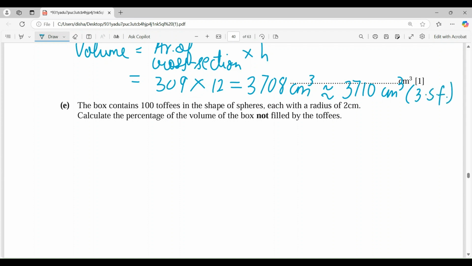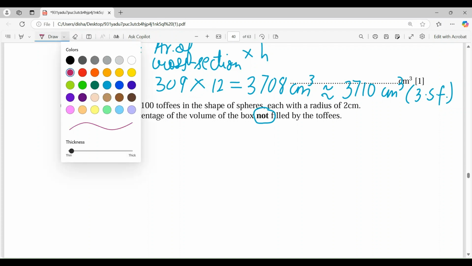Next question is, the box contains 100 toffees in the shape of spheres, each with a radius of 2 centimeter. Calculate the percentage of volume of the box not filled by the toffees. Now, very important. First of all, we have to find the percentage for not filled. So I know the radius of the spherical toffees is 2 centimeter.